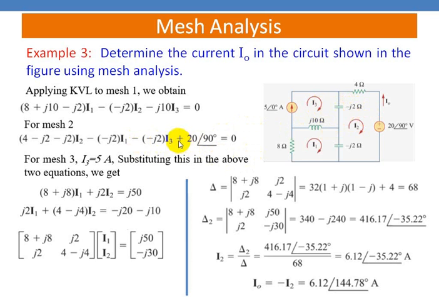Then here we have a voltage source in this mesh, and this mesh current is flowing into the positive terminal. So you have to write plus 2 at an angle 90 degree. So this is equated to 0.